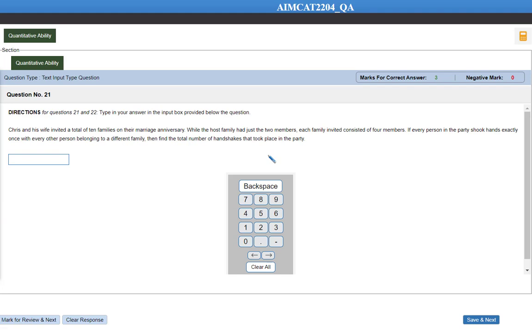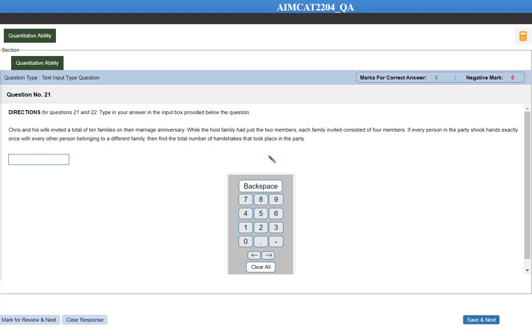Over here, question number 21, we are left with 4 minutes. Okay, question number 21, Chris and his wife invited a total of 10 families on their marriage anniversary, while the host family had just 2 members. Each other family is having 4 members. Every person in the party shook hands exactly once with every other person belonging to a different family. Find the total number of handshakes.